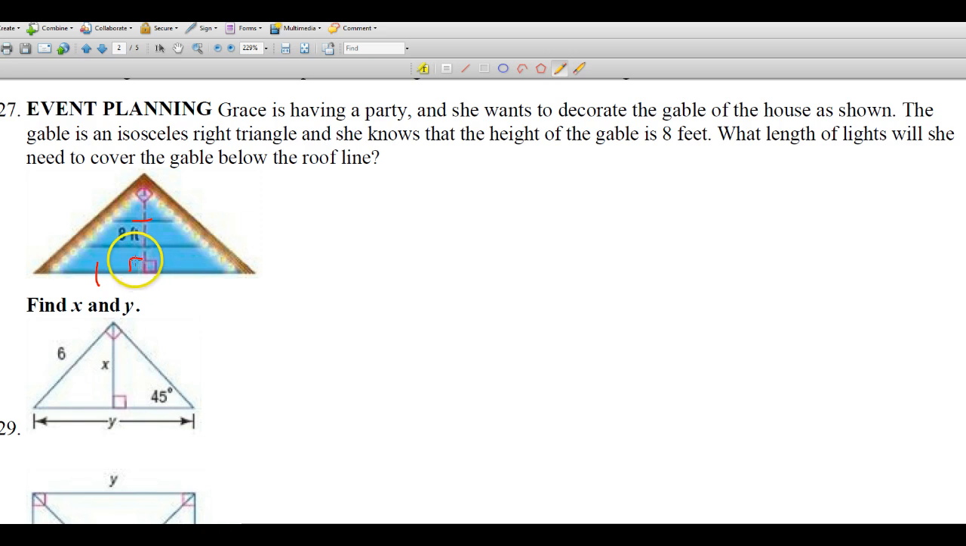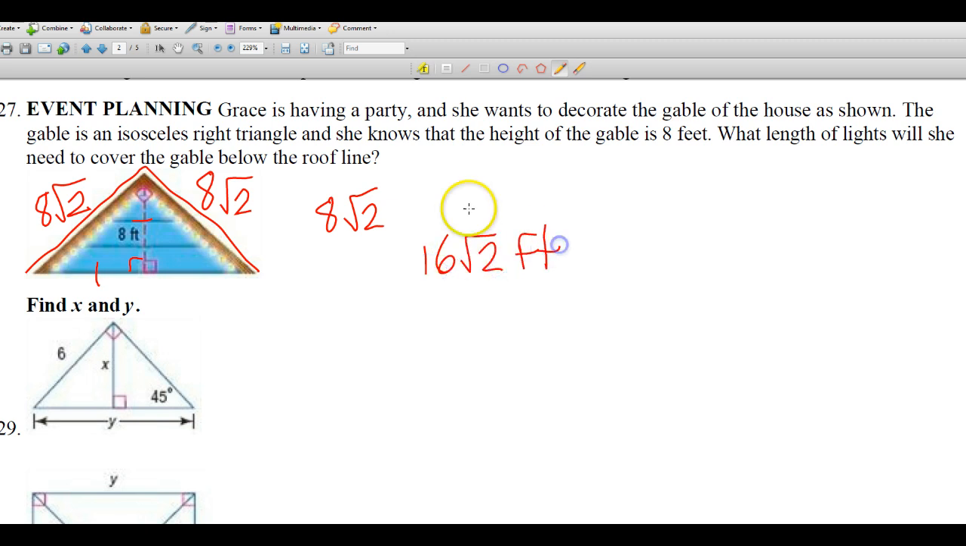What length of lights will she need to cover the gable below the roof line? So we want the hypotenuse here plus the hypotenuse there. So given the leg of a 45, 45, 90 triangle, we multiply it by the square root of 2 to find the hypotenuse. So if that's 8 square root of 2 and this is 8 square root of 2, then combined that would be 16 square root of 2 feet. If we wanted a decimal approximation for that, we would just multiply 16 times the square root of 2, which is 22.6.